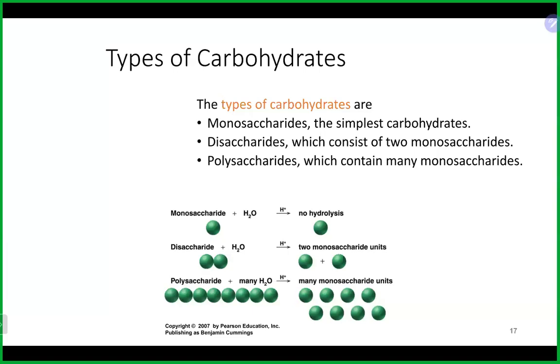Then we have polysaccharides, which are really just a big old chain of a lot of sugar molecules together. They are each put together by removing water from two carbohydrates, and then they bond together. So if you wanted to break disaccharides or polysaccharides apart, you would just put the water back in, and that would break them apart, just like we make those by taking the water out.